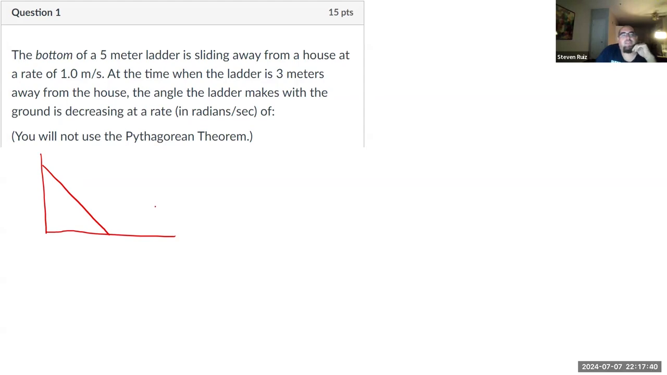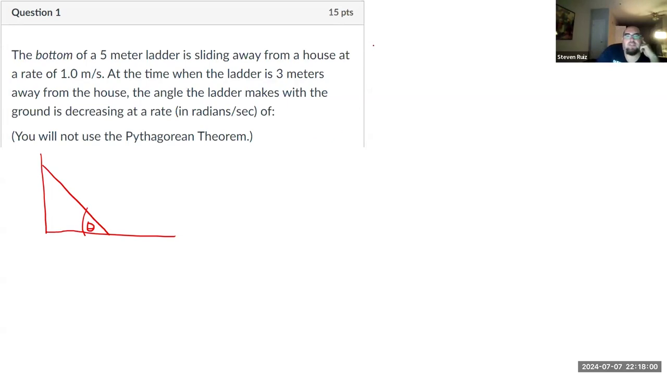So at the time when the ladder is 3 meters away from the house, the angle the ladder makes with the ground is decreasing at a rate of what? Okay, so we're told to consider what angle? Looks like this one here, called theta.